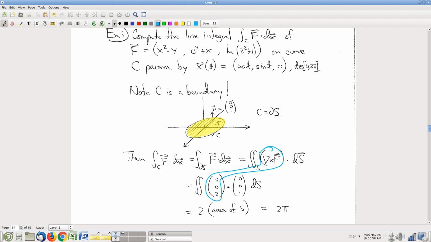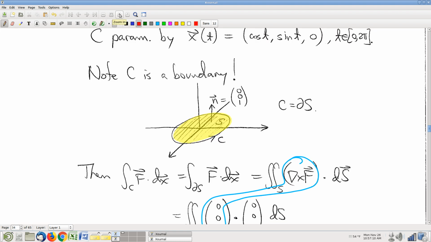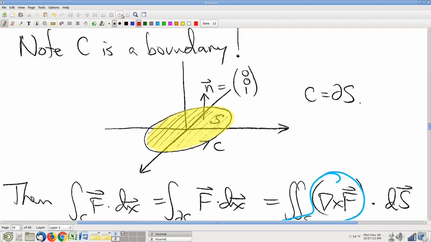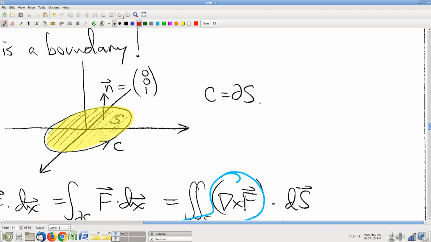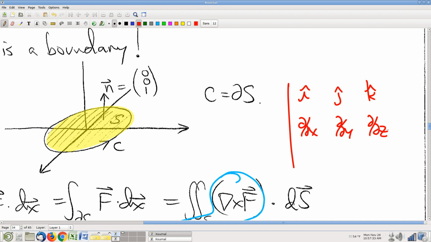I always just write del cross F and compute from that. So specifically, I always compute curls like this. The way you compute a cross product is by this symbolic determinant. Let's use i, j, k. And let's see, del cross F.